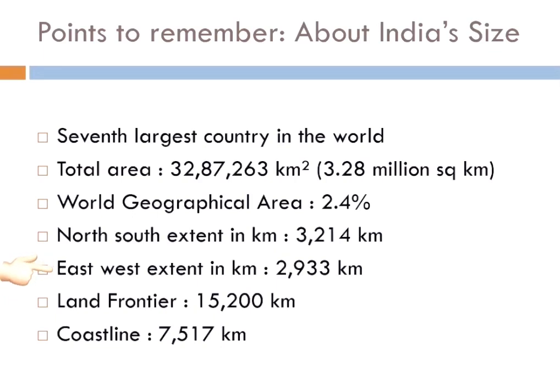The land frontier or the boundary of the mainland shared with the neighboring countries accounts to be 15,200 kilometers, whereas the coastline of India accounts to be 7,516.6 kilometers, which has been rounded off here and written as 7,517 kilometers. That's enough for today.